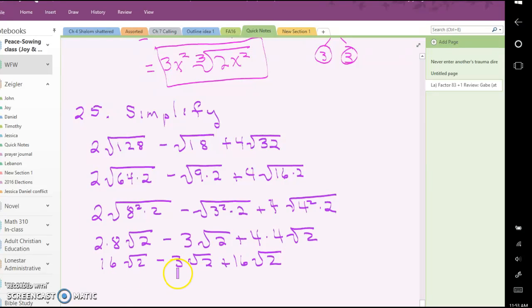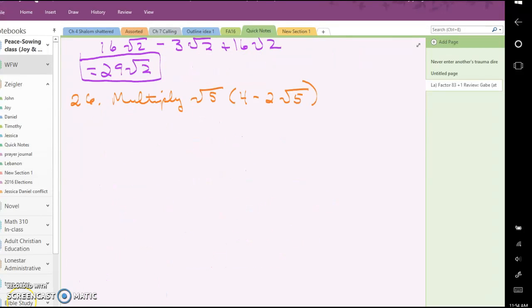16 minus 3 is 13. 13 plus 16 is 29. And that's our answer. When we multiply radicals, in this case, let's first distribute.